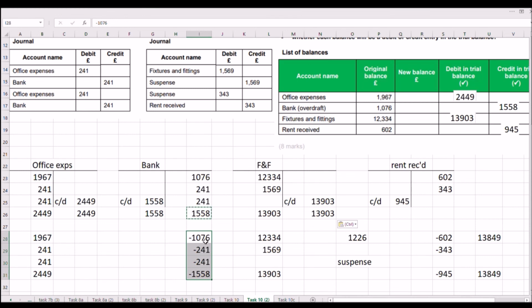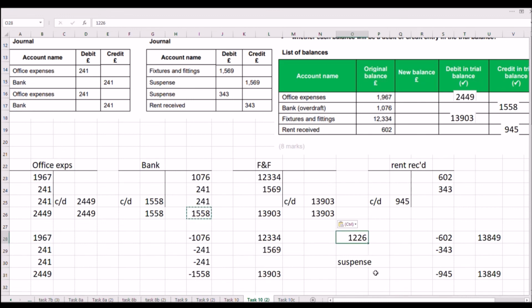Now, using the accounting convention in terms of the bank one here, credits are minuses, so we'll start off with a minus, add in two minuses and get that, so that's the account balance there. And on the debit side, starting with a debit, adding on the debit, and that's the total debit, the value of the balance.